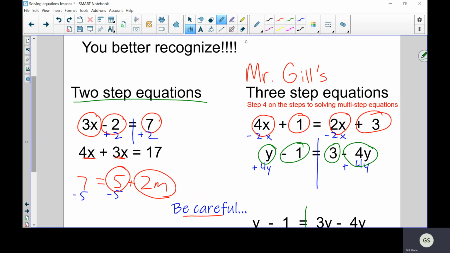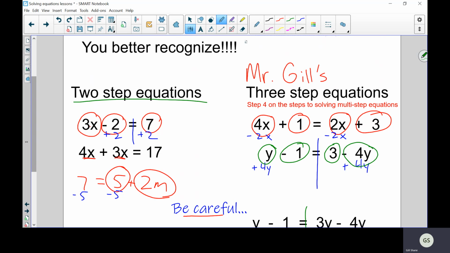This is the only type of two-step equation, by the way. Theoretically there is another one you could say has two steps, but it's very rare you would see it, and I don't think anybody would call that a two-step equation. There are a bunch of different types of three steps. That's why I say that's Mr. Gill's three-step equation over there.